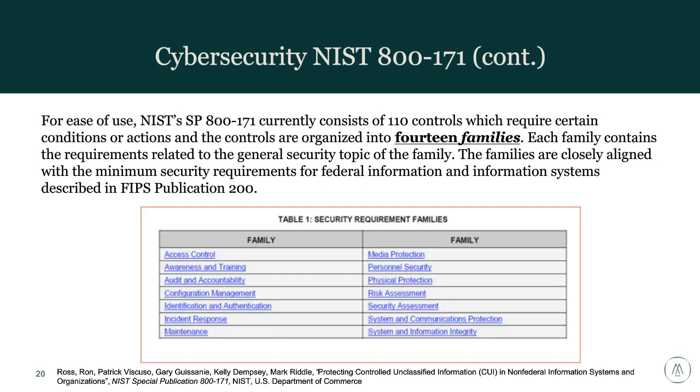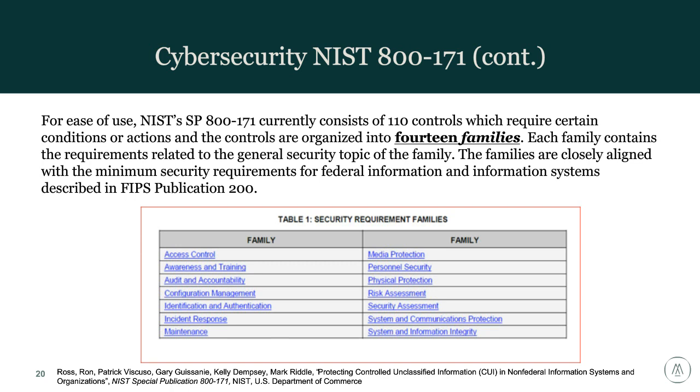CUI, Controlled Unclassified Information. Controlled unclassified information is information that is not classified, but is controlled. So if you come in contact with it because of your interaction with federal agencies and because you are doing something with the federal government, you are obligated to protect it. So that's why we have this 800-171.